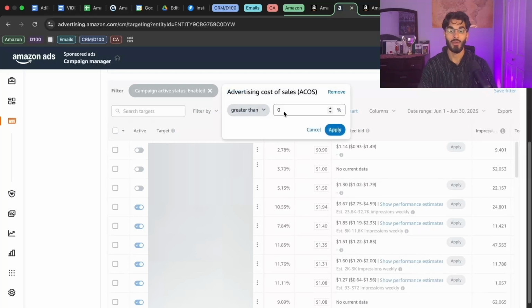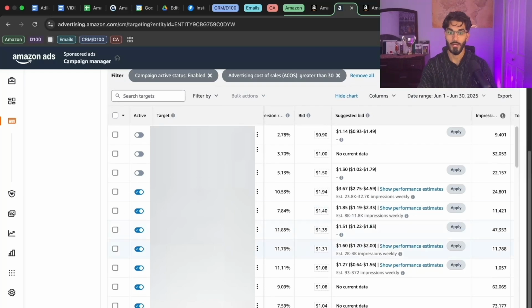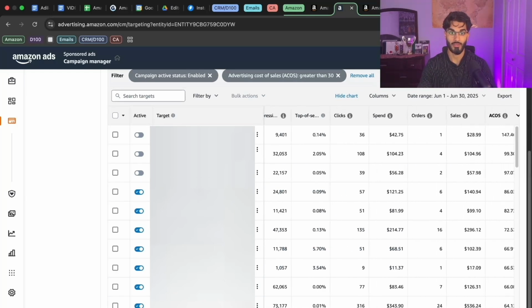Now I'm looking for anything that we have above 30%. Why do I say 30%? Because we set our threshold for our desired ACOS at 30%. So we want to see campaigns above this level to see if we can reduce the bids on these. So I'm gonna hit it here. So we have 44 campaigns or product targetings that are above that.